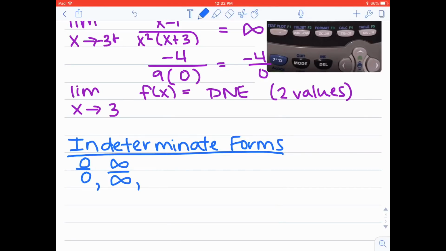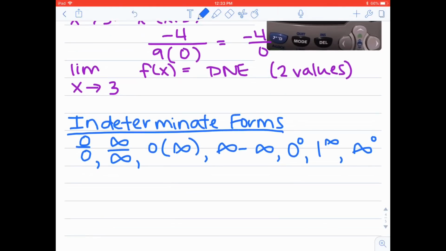The other indeterminate form is going to be 0 times infinity. Another indeterminate form is infinity minus infinity, 0 to the 0 power, 1 to the infinity, and infinity to the 0. So for all of those, if you are working on a limit and you see these forms, with the exception of this one, because we can kind of fake our way through that one, if you see these, you stop. And that's because we learn these later.